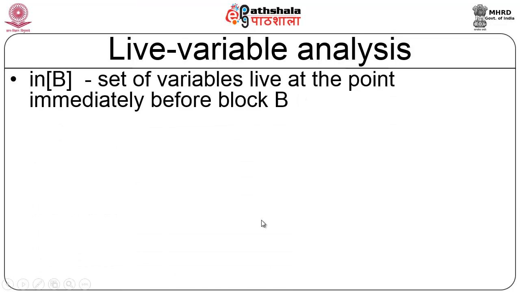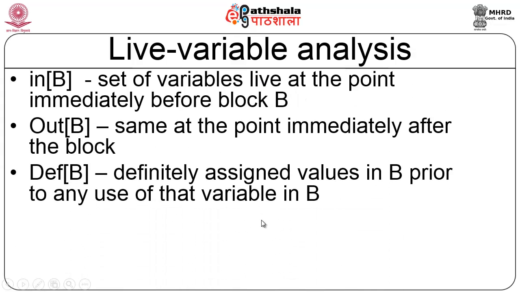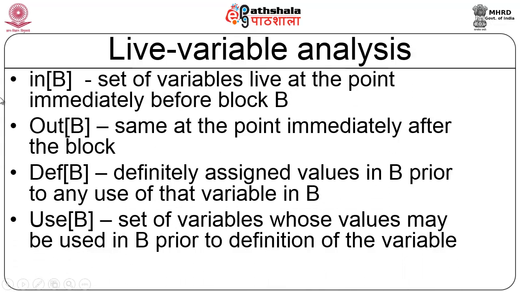Now to do this we have 4 computations. In of B will be the set of variables live at the point immediately before block B. Out of B will be the same at the point immediately after block B. Def of B is the set of variables definitely assigned values in B prior to any use of the variable in B. So for definitely assigned, you have to compute reaching definitions. And use of B will be the set of variables whose values may be used in B prior to the definition of the variable. So this is very important, it should be used before the variable is defined, that is what we call use of B.